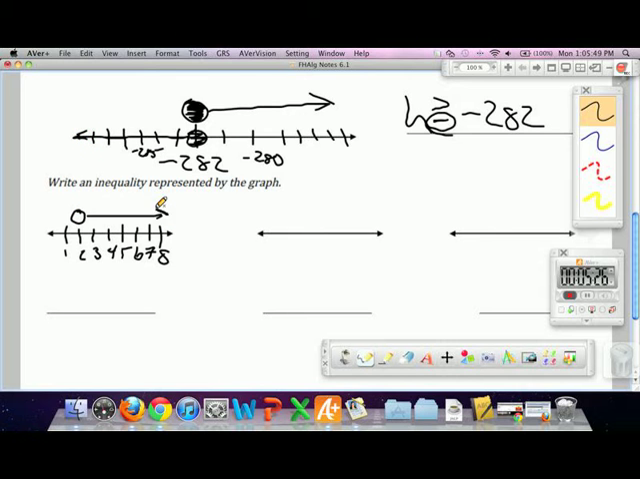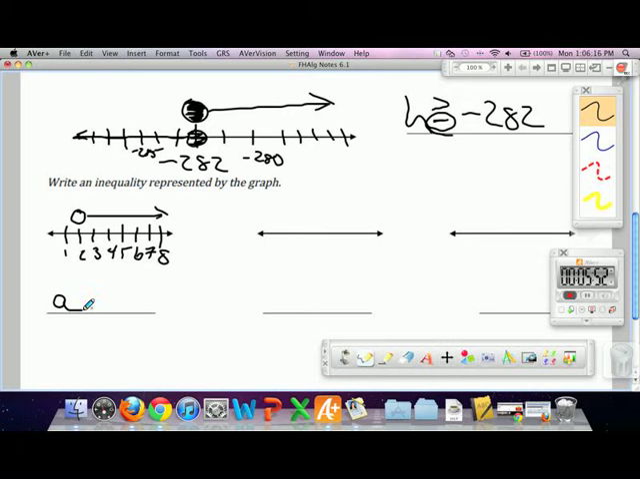Okay. What should be the inequality that goes along with this graph? Sure, pick whatever letter you want. Z. Okay, we'll go with A. Well, the first one will go there. Okay. So if we're going to choose the variable A, what should the inequality be?